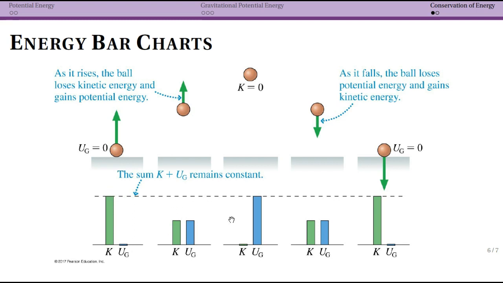So as kinetic decreases, we see that the gravitational potential energy must increase. Where kinetic is zero, our gravitational potential energy is maximal and equal to what our initial value was. So in this case, we're imagining the situation of a ball that starts at ground. So initially its gravitational potential energy is zero because it starts at y equals zero, and it's launched with some initial speed upwards.